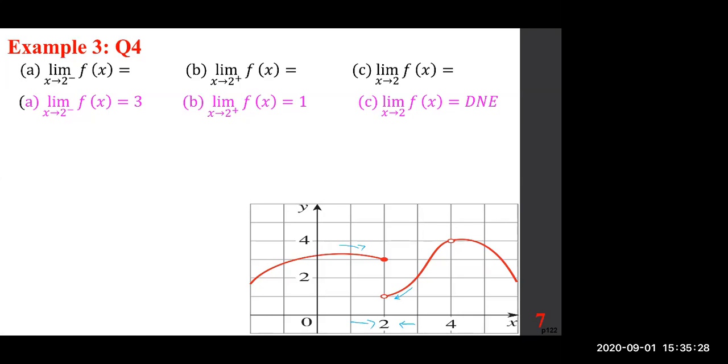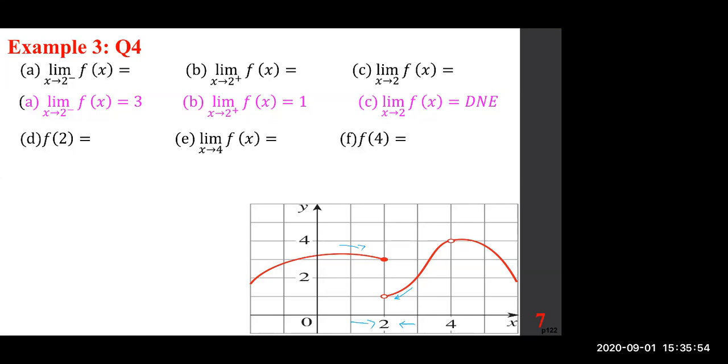By the way, we'll discuss other things in a moment. Professor? Yes, go ahead. Quick question. How did you get 3 for A, the limit of f of x, x is equal to 2 from the left side? X is approaching 2.